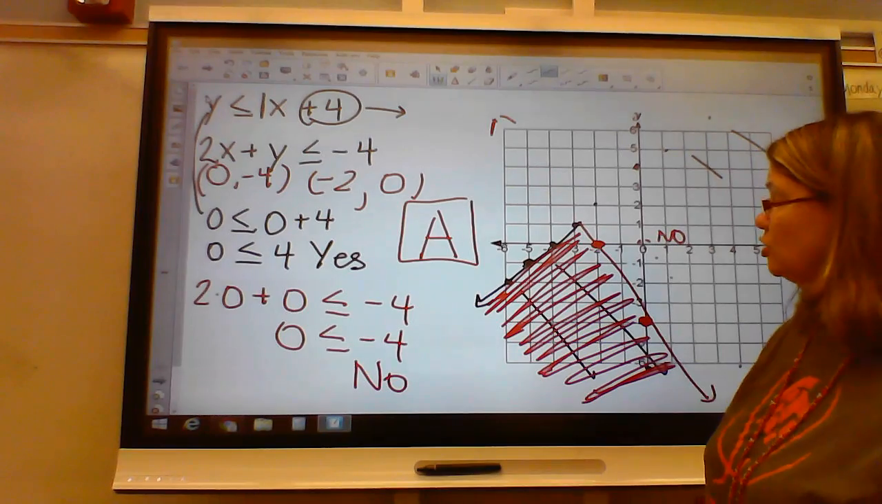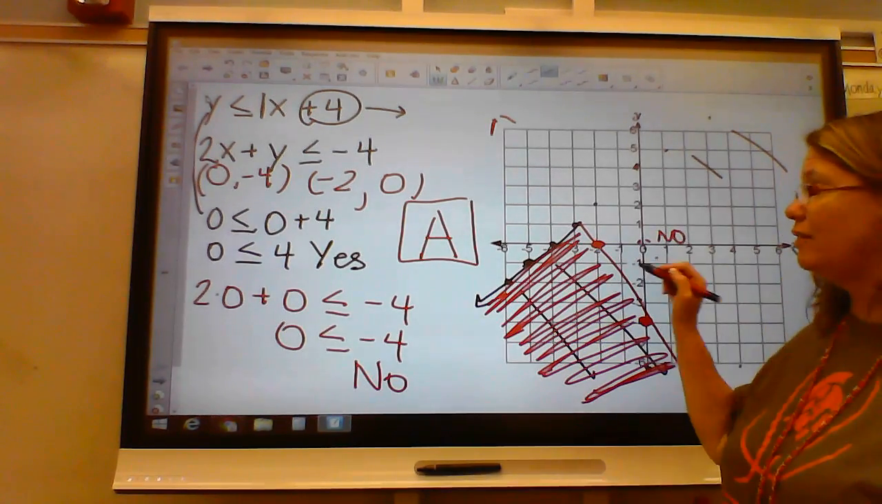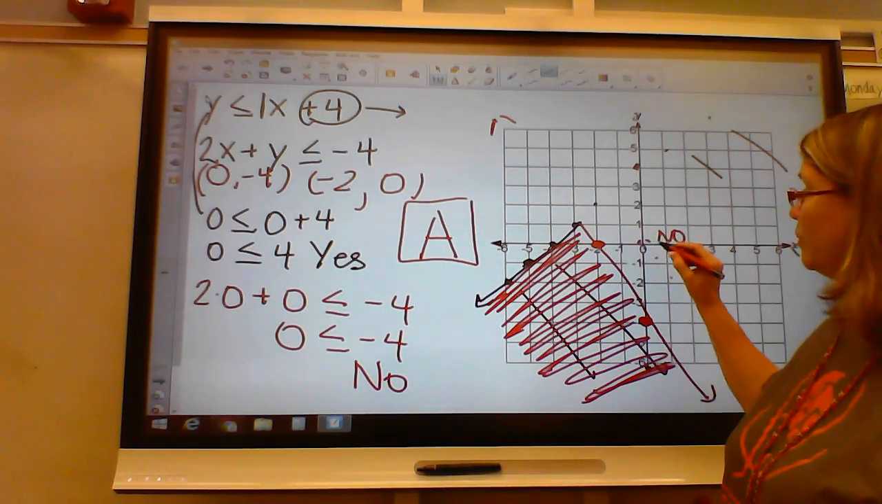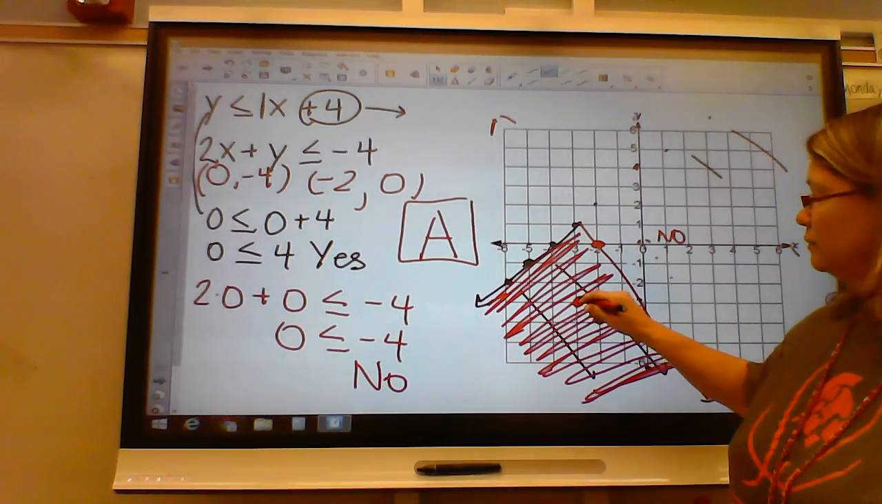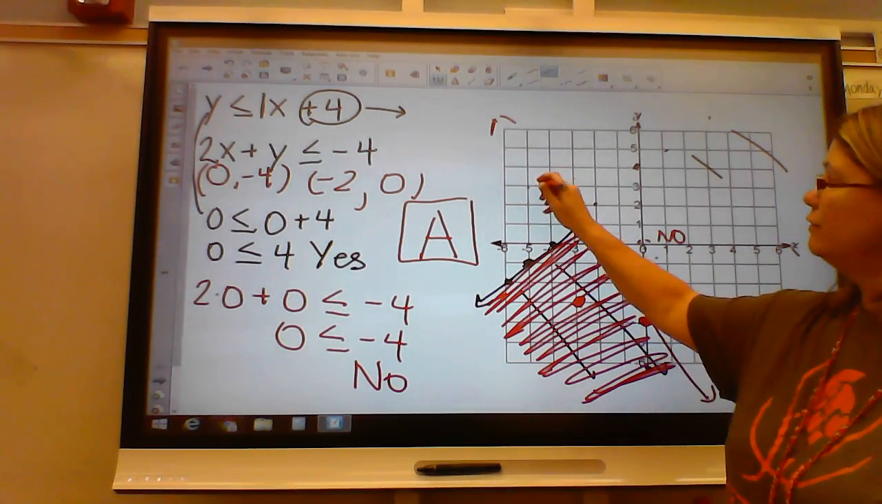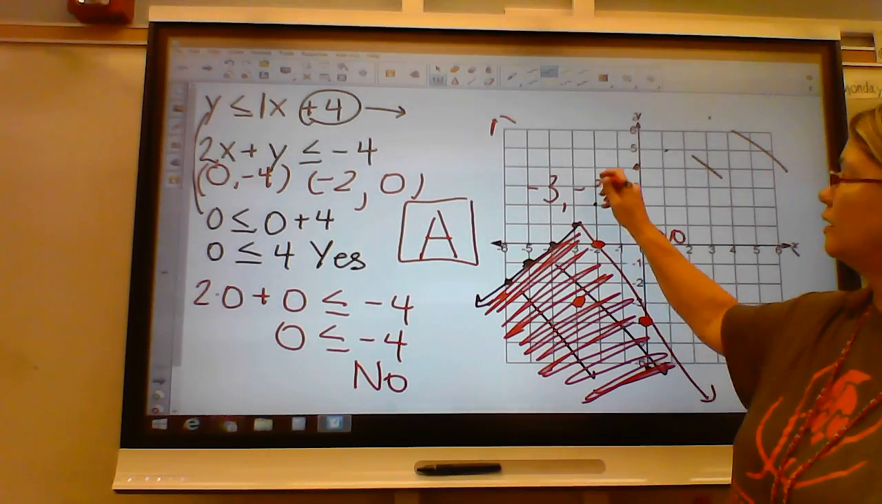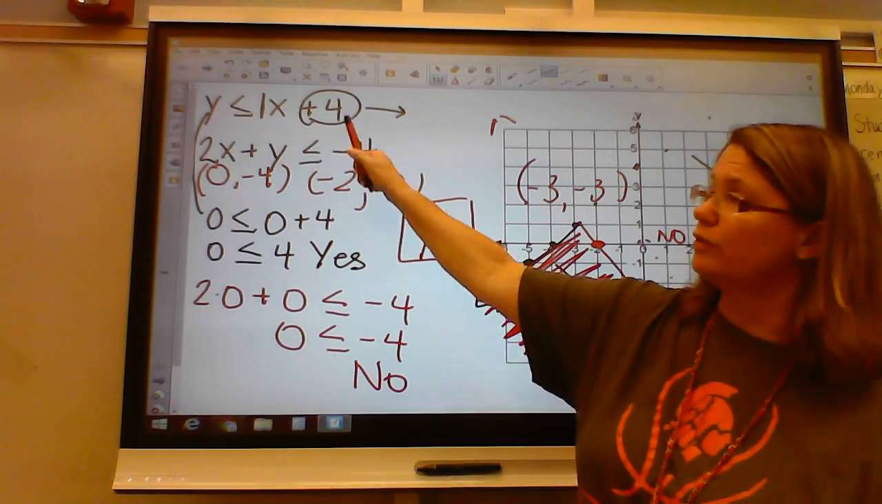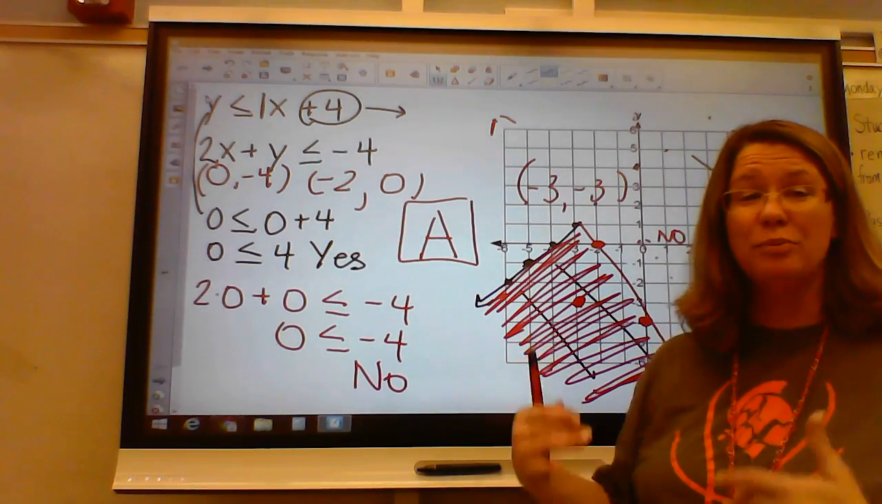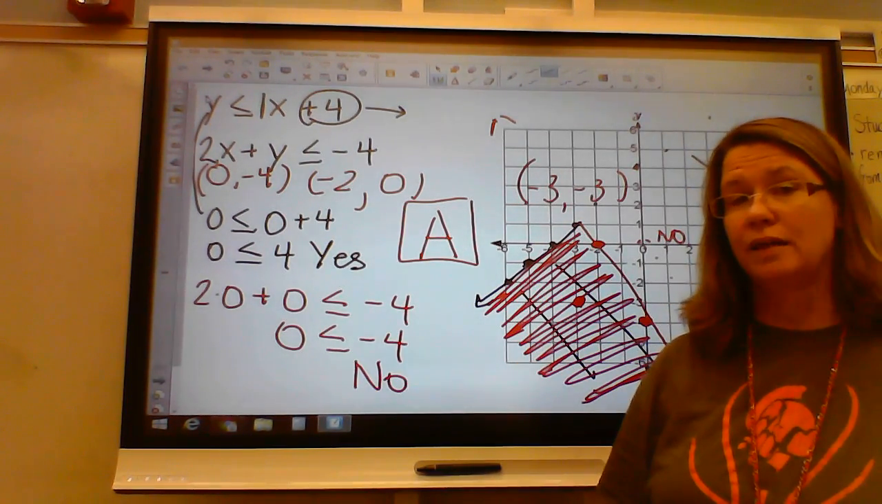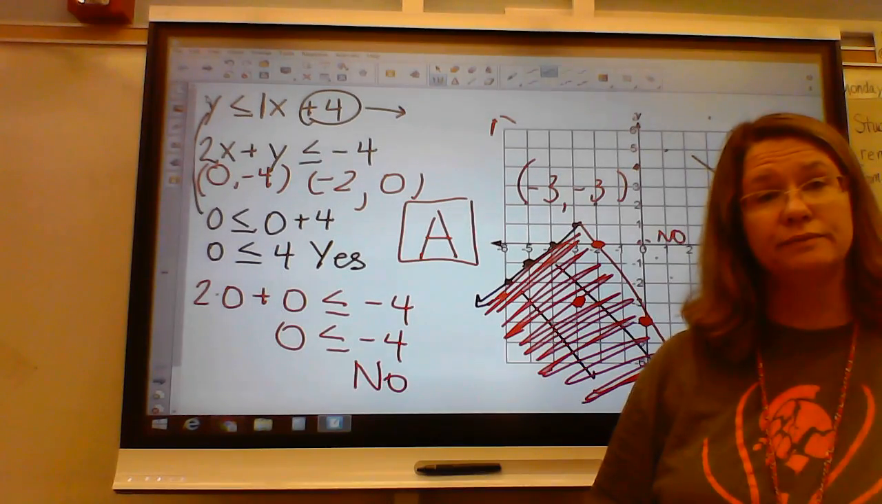But here again was my suggestion. What if we pick a point in that double shaded area? What if I pick the point (-3, -3)? If I pick the point (-3, -3), it should work in both of those problems. So you could have used the multiple choice to help you pick which one should have been the answer. So that was number 7.